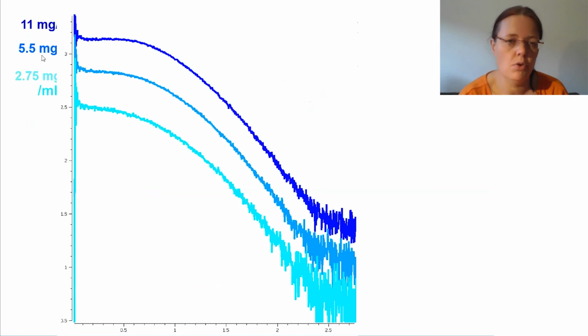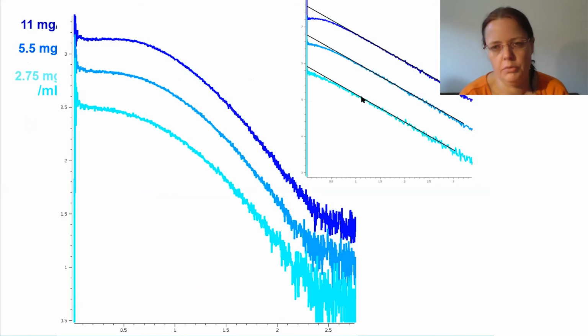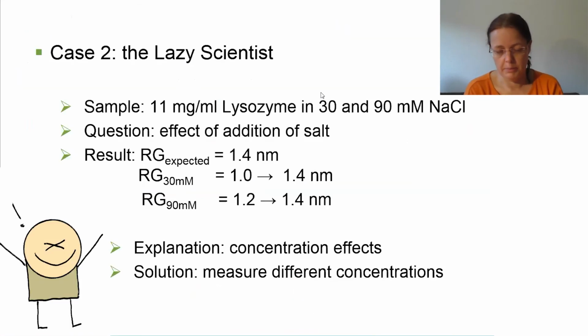And therefore, it's really important to measure over a concentration series of your samples. So here at 11 mg per mL, we have a stronger downward trend than we do at 2.75. And if you look here, you can see that it's going closer and closer to linearity when we're diluting the sample. So this is something that you should really check and take the time for at the beamline. The measurement only takes 3 minutes.